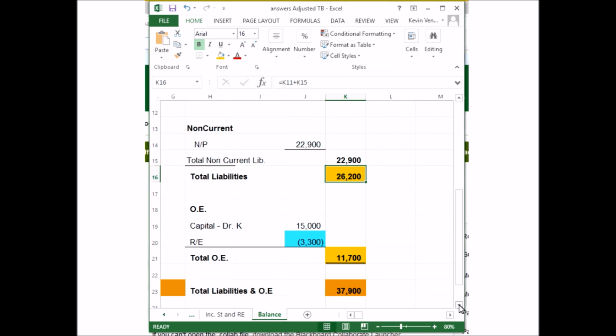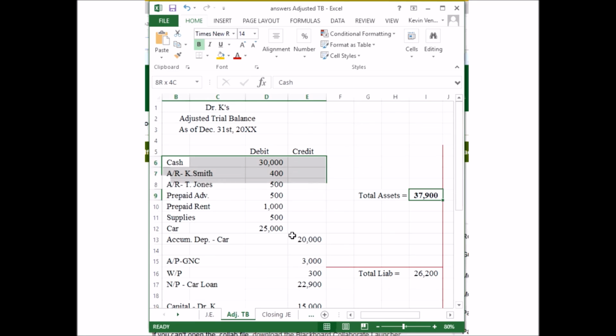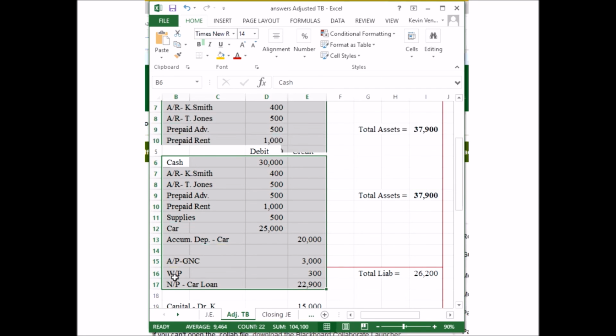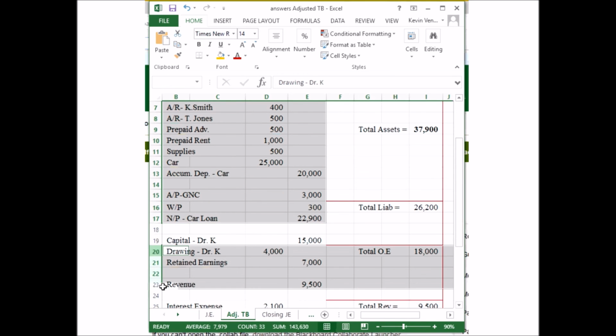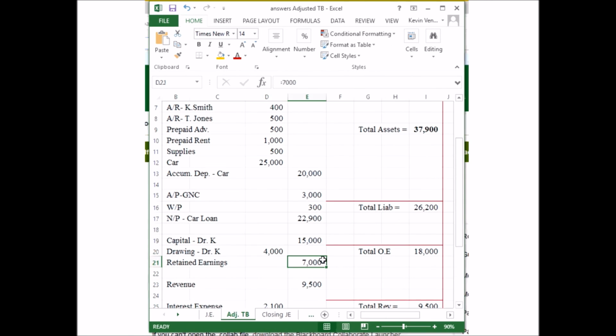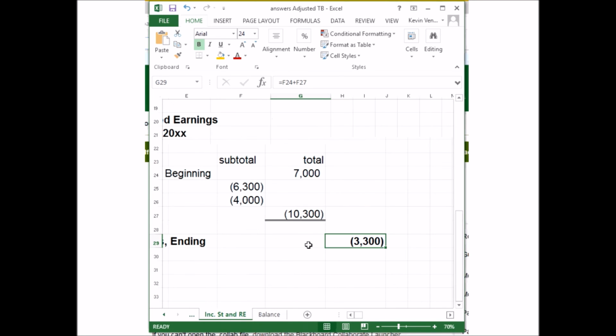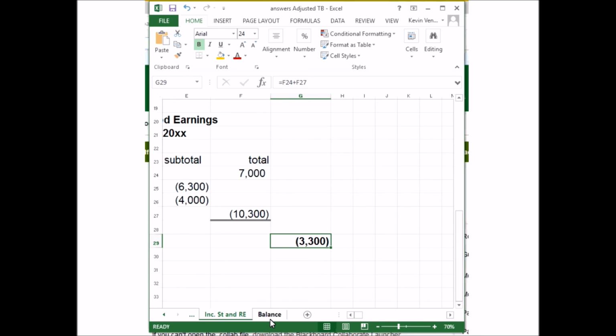And now the last section, the owner's equity. I'm going to list everything that's left. If I look back to my adjusted trial balance, I've now used all of my assets, my liabilities, my drawings, my retained earnings and my expenses. The only thing left is my capital. And I said I've used my retained earnings, but I've only used this dollar amount, the $7,000. I'm now ready to use my brand new dollar amount that came from my retained earnings statement, the $3,300.